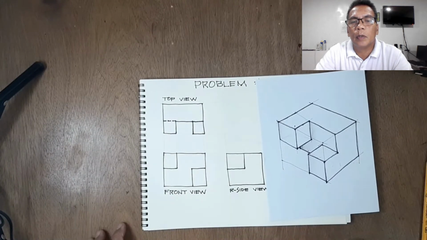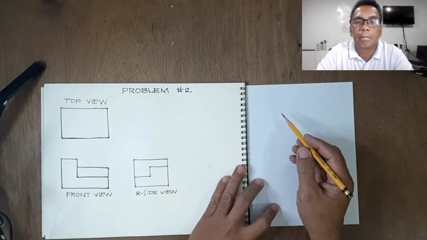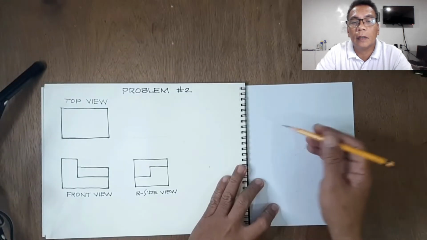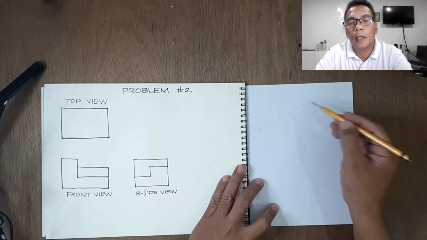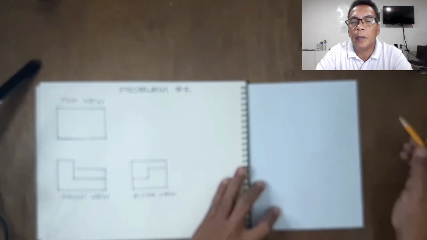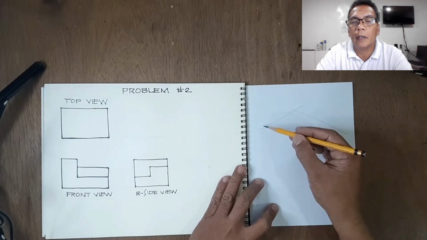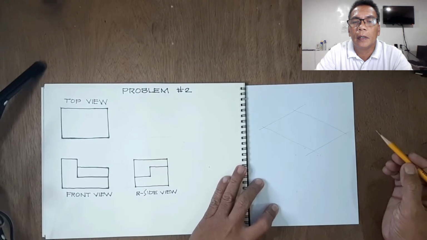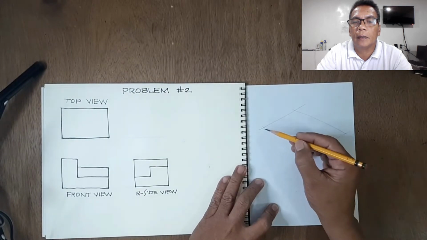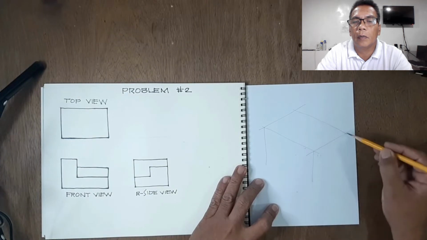So let's move on to example or problem number 2. This is synonymous to the first one. We do not have an inclined plane. It will be introduced in the next part of the lesson in drafting, maybe in mechanical drawing already.